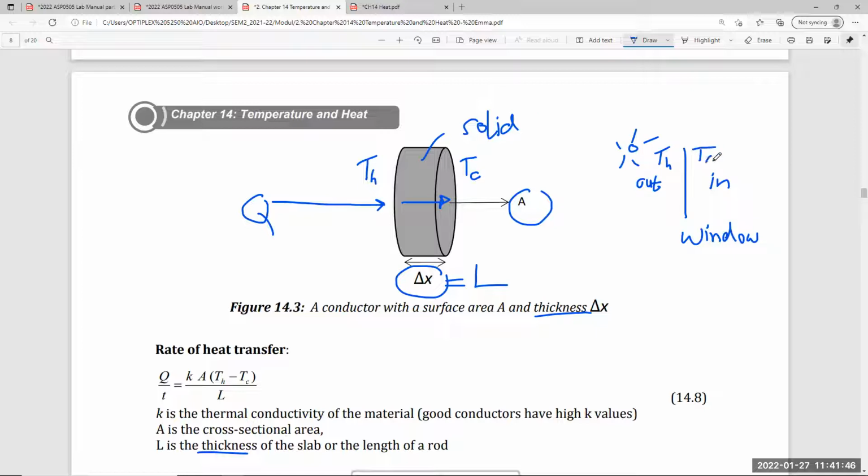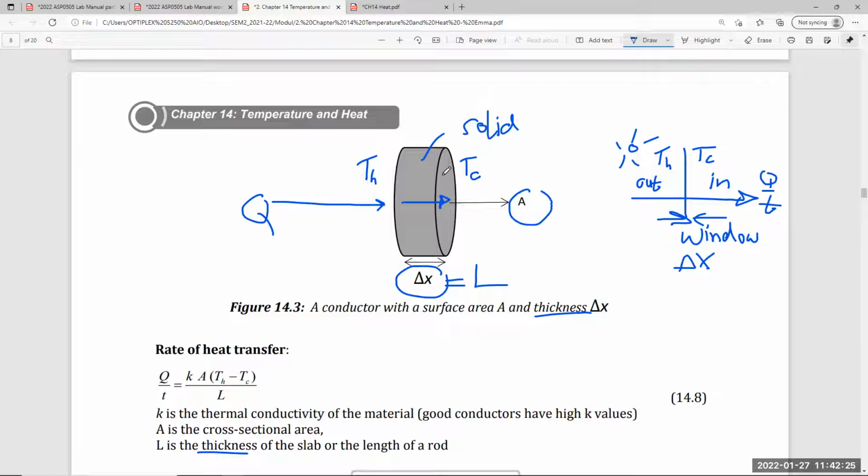That's why we want to talk about the thickness of the window. So we can have delta X, the thickness of the window. The heat will flow from out to in, so there will be Q over T, and this is a window made from glass. We want to know how thick the glass should be so that you can control the heat flow. So this is the idea. Anyway, we have all these quantities TH, TC, the thickness of the window, and then we have some area.